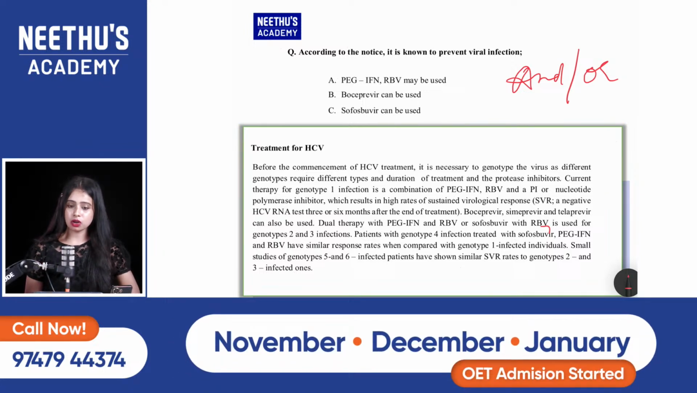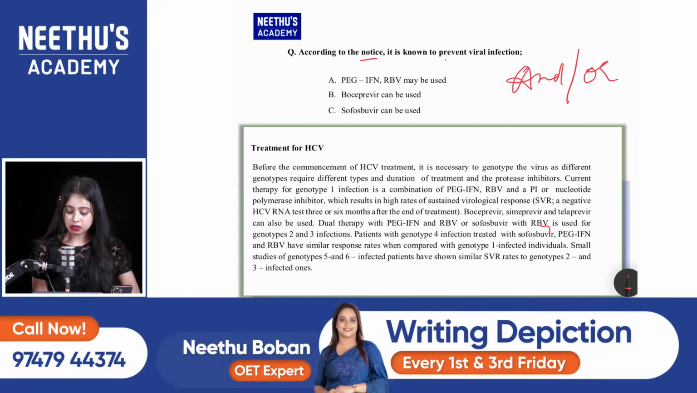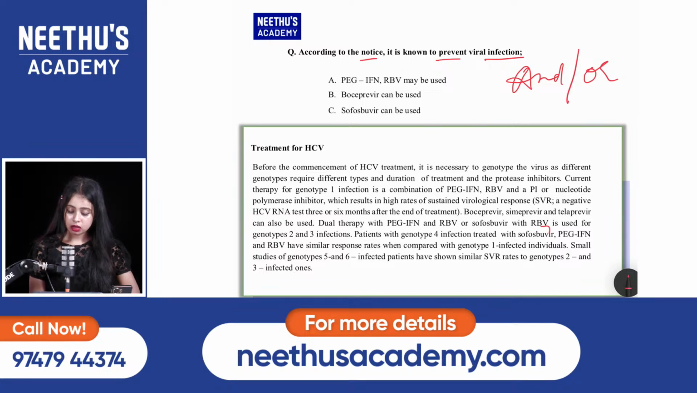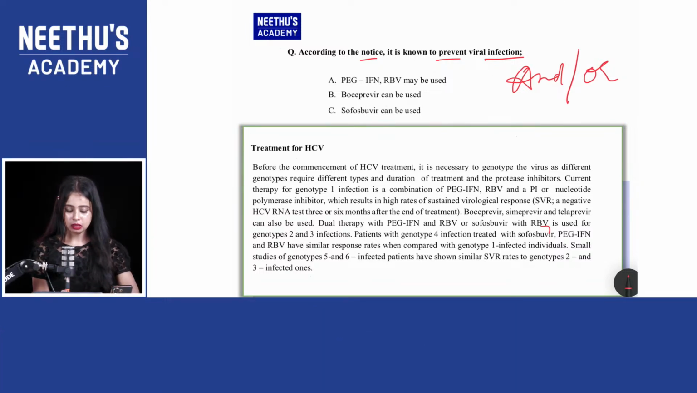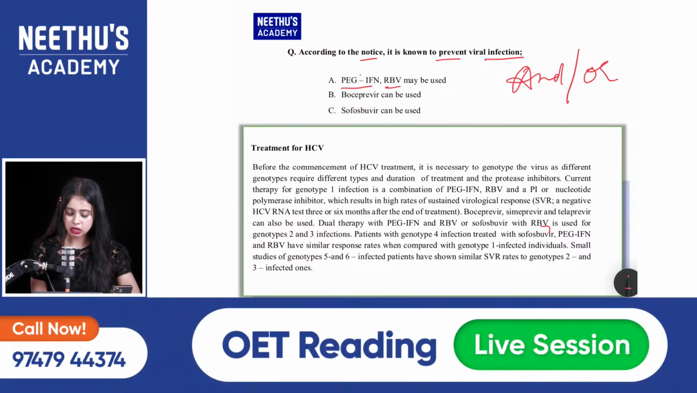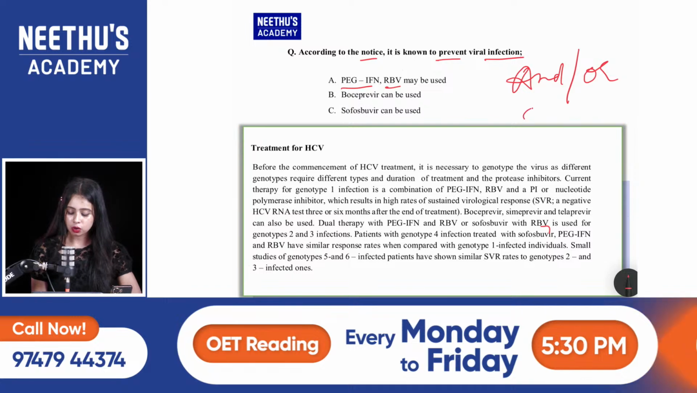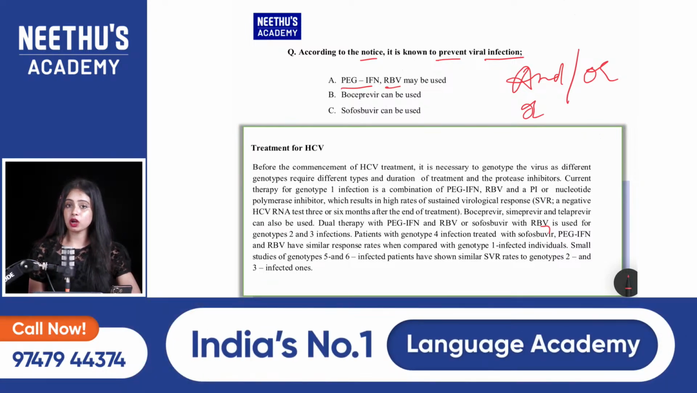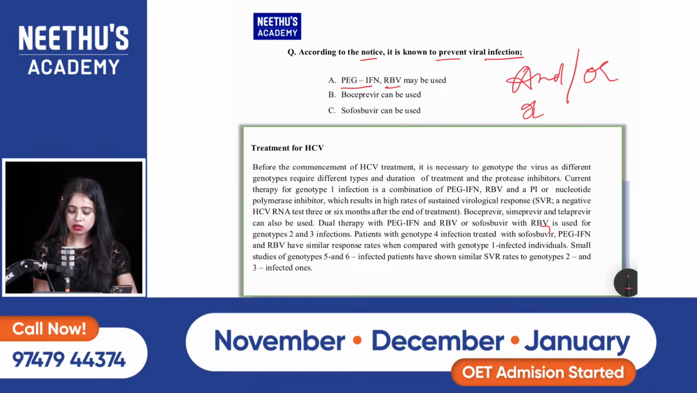According to the notice, it is known to prevent viral infection. So this is a notice, and my keywords are prevent and infection. Option A: it is known to prevent. So what is known to prevent? PG-IFN, RBV may be used. These are my keywords. You can see one thing here: the first word is separated with a comma. So a comma indicates what? Separation. Suppose I say you can take apple or orange. That means you can take apple or you can take orange. Either or, so it is separated. So here the comma indicates separation.